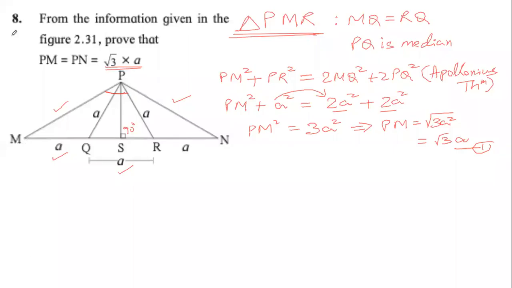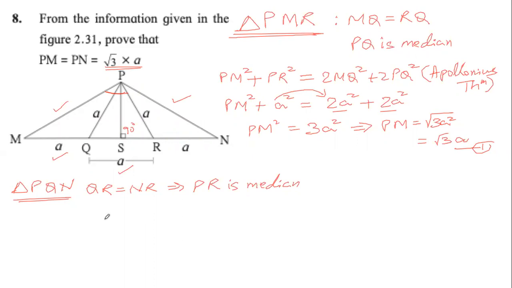Now, if we use the same logic for the other triangle, now we will use PQN. Just like PMR, now we are using PQN. In this, we will see that QR equals NR. That implies PR is a median. Because this is a median, we can apply the Apollonius theorem.